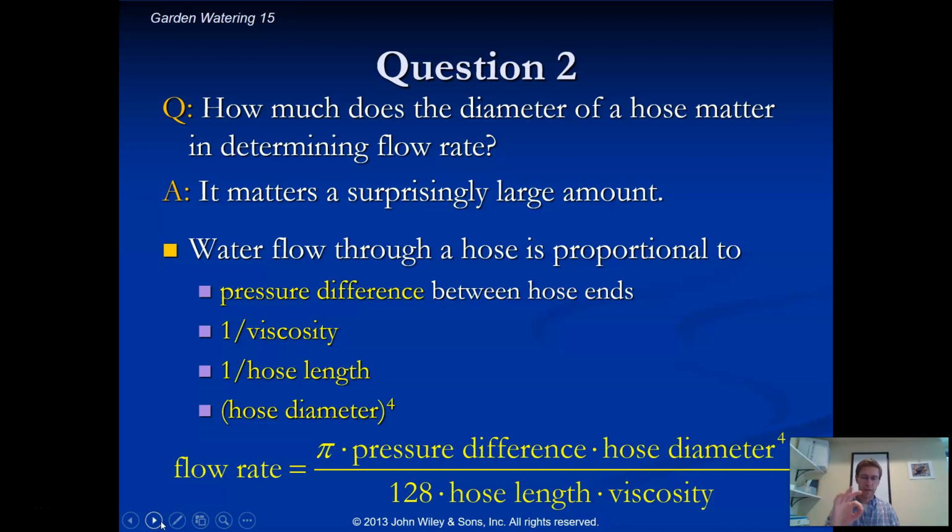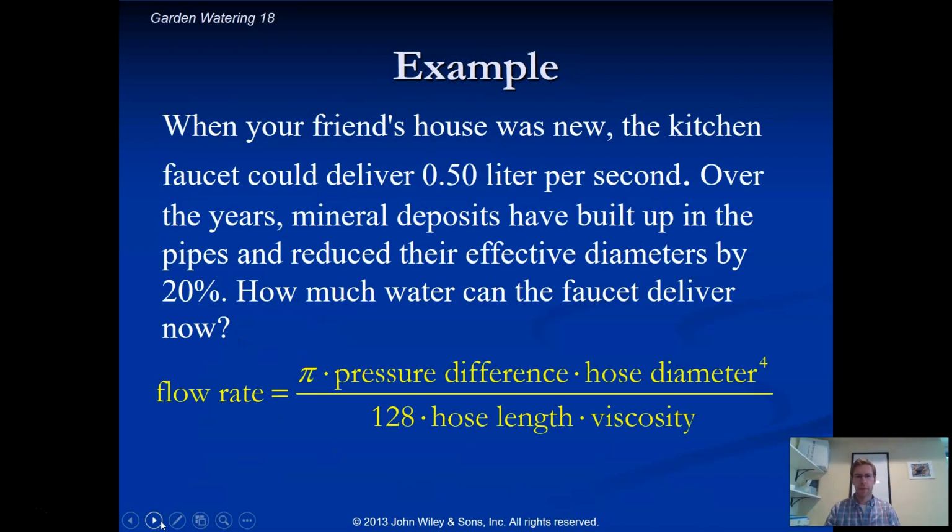Again, directly meaning if those things go up, so does the flow rate. Inversely meaning if those things go up, flow rate goes down. So here's the sample problem I want you to try. And again, this was on our little in-class worksheet, so I hope you tried it out already.